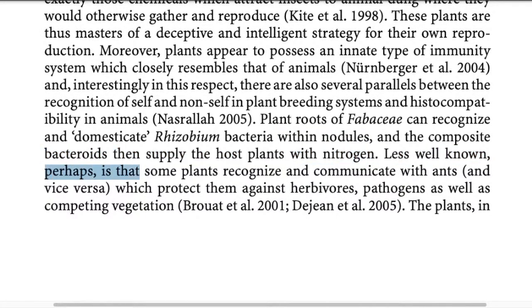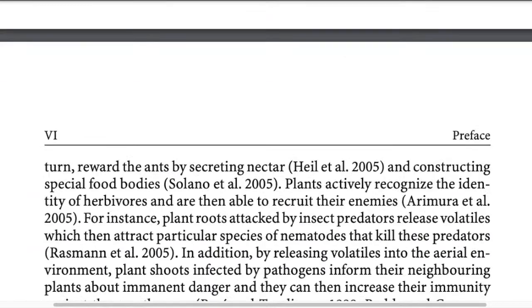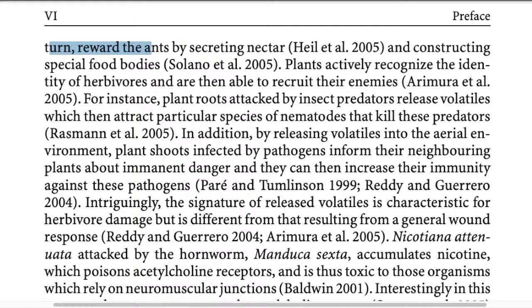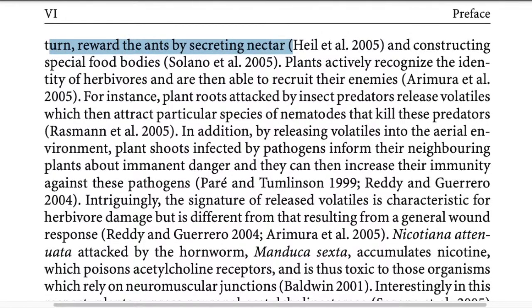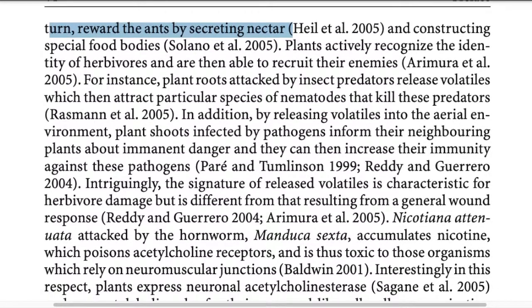Less well known, perhaps, is that some plants recognize and communicate with ants, and vice versa, which protect them against herbivores, pathogens, as well as competing vegetation. Plants, in turn, reward the ants by secreting nectar and constructing special food bodies. That's interesting there.